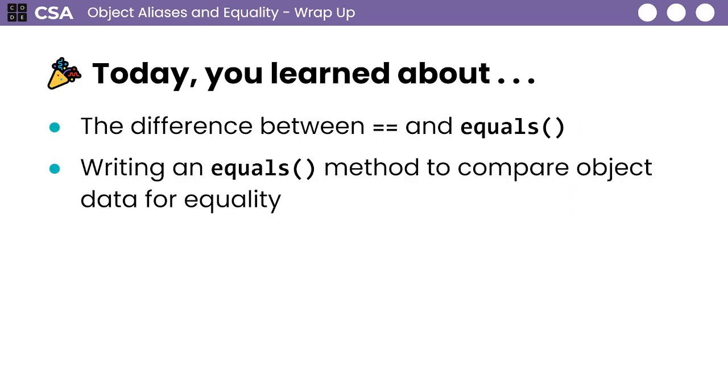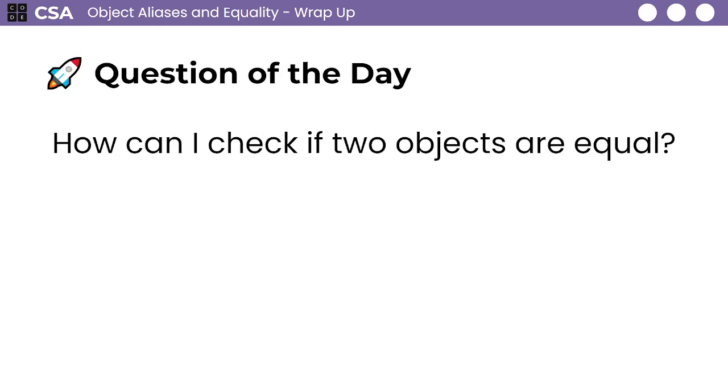Today, we talked about the difference between equals and the equal sign, writing an equals method to compare objects for equality, and answered the question of how can I check if two objects are equal.